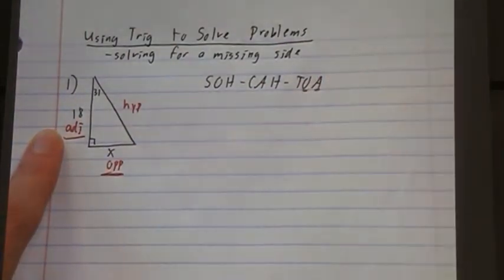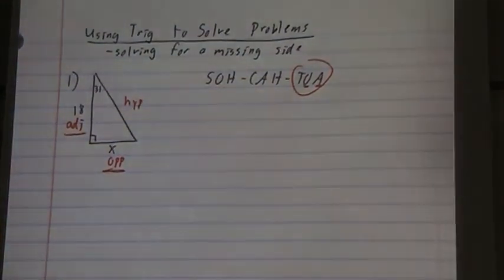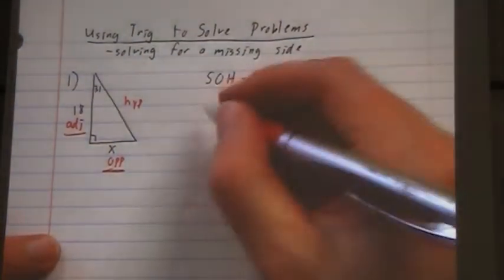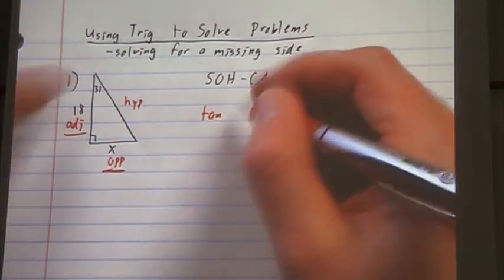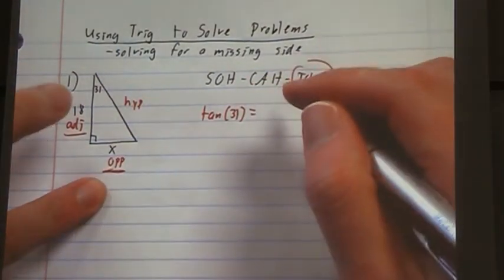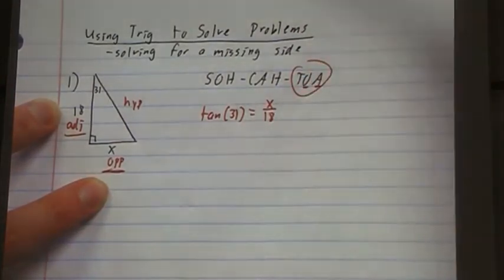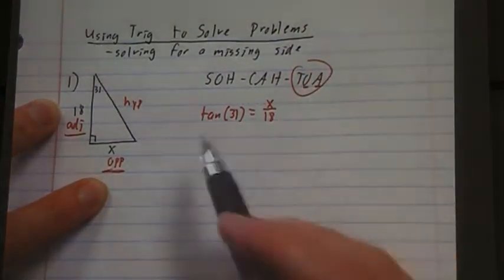Adjacent and opposite are TOA. Boom. So that tells us we're going to use tangent. So we're going to go tangent of our angle equals opposite over adjacent equals x over 18. From here, it's classic algebra.